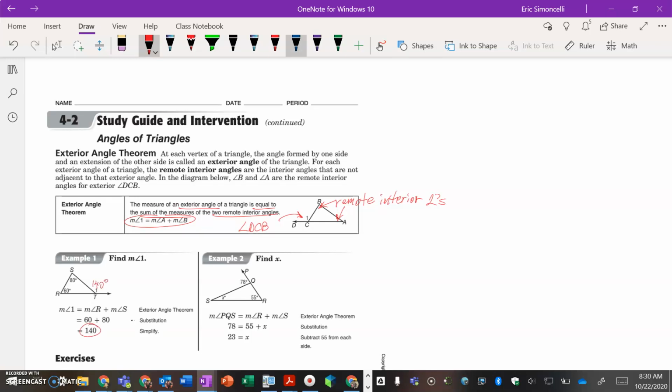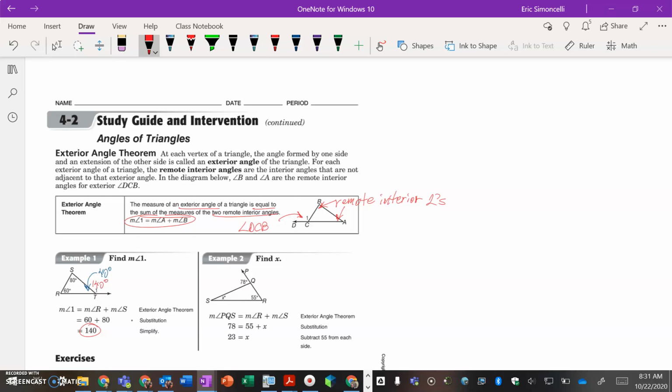A really cool thing you can check on this type of problem: 140 plus 40 degrees is, of course, 180, because those are supplementary. But also, 80 plus 60 plus 40 is in fact going to equal 180. So you can check your answer in a nice manner in that regard. Example 2. For this particular problem, they say find x, which is actually not an exterior angle, it's a remote angle.